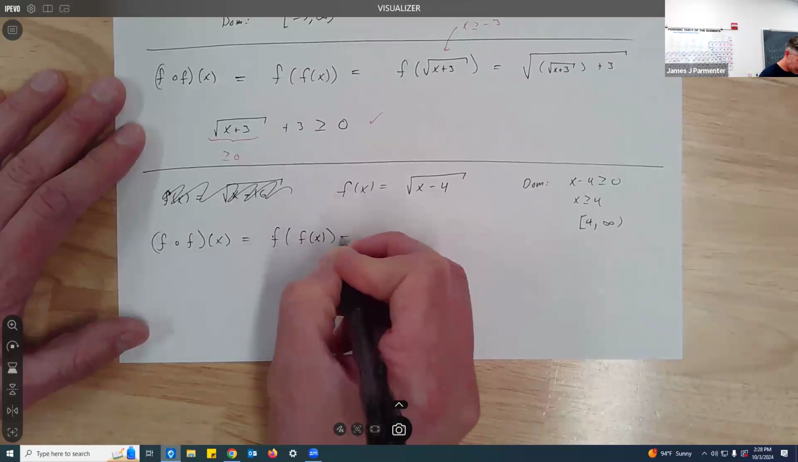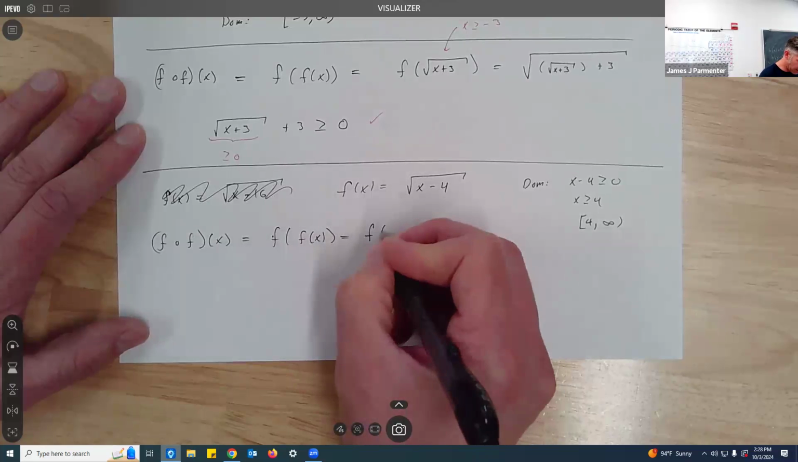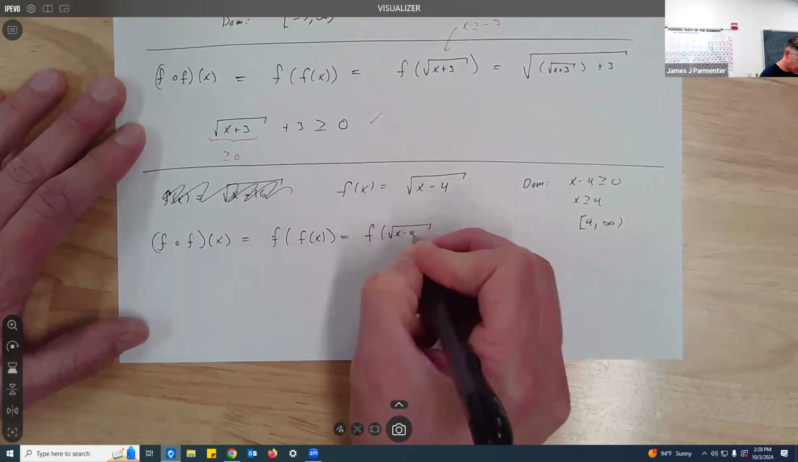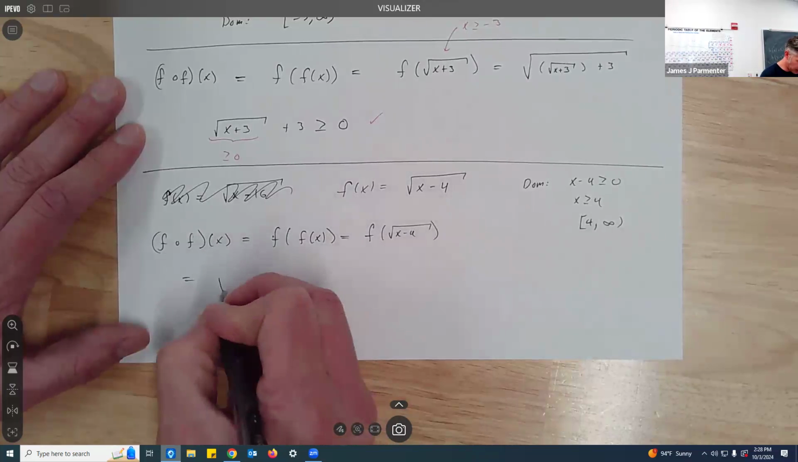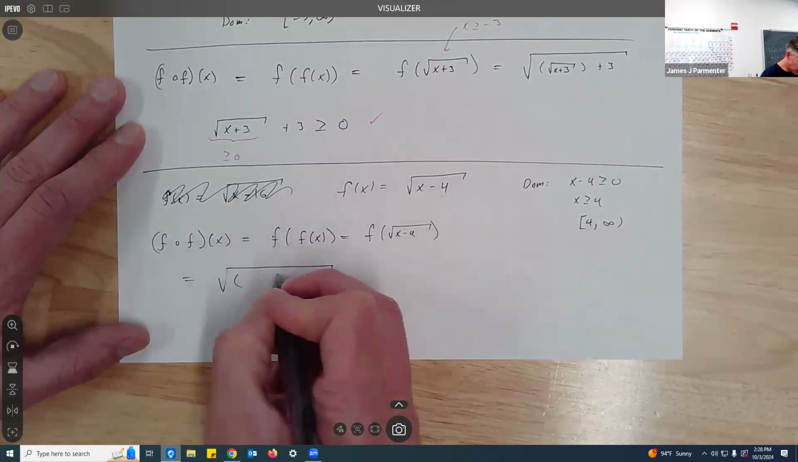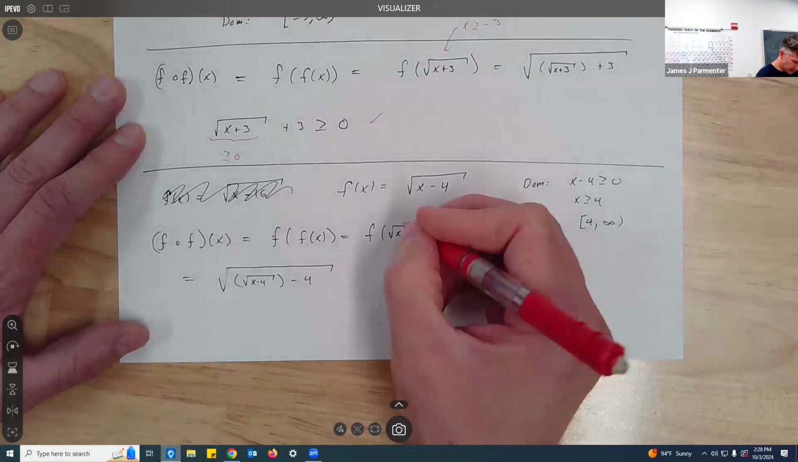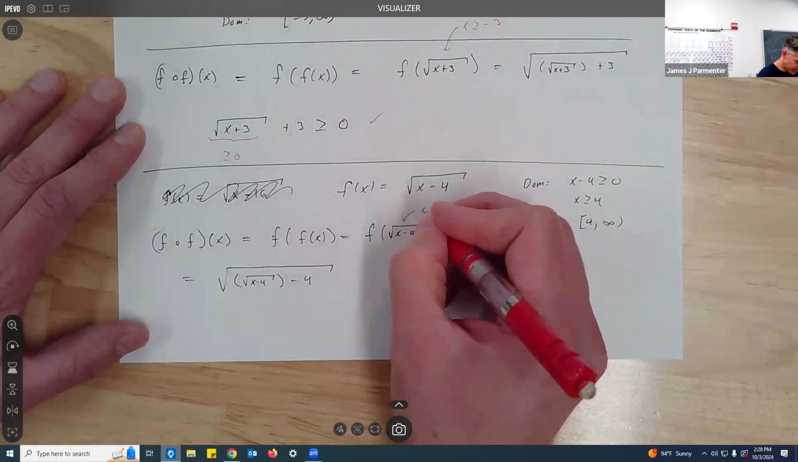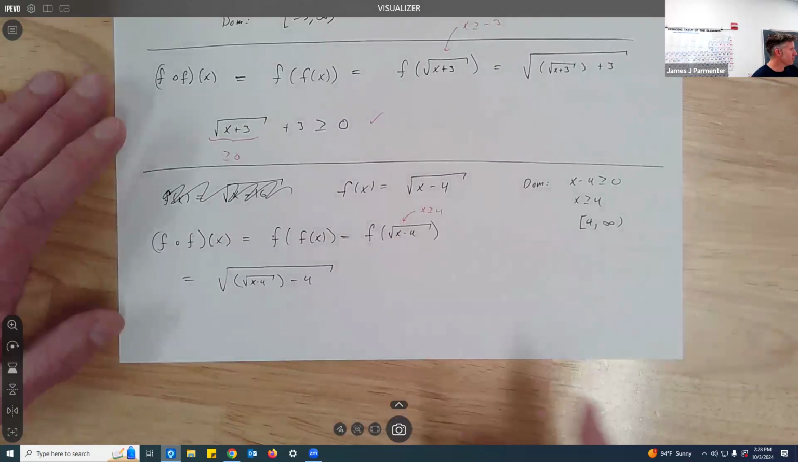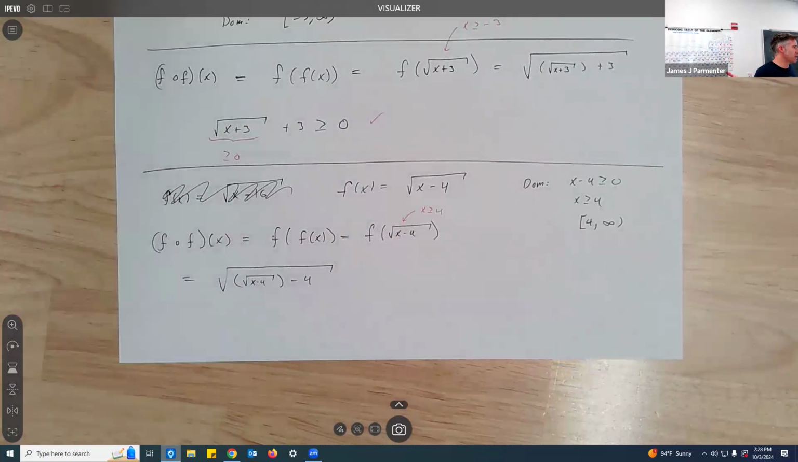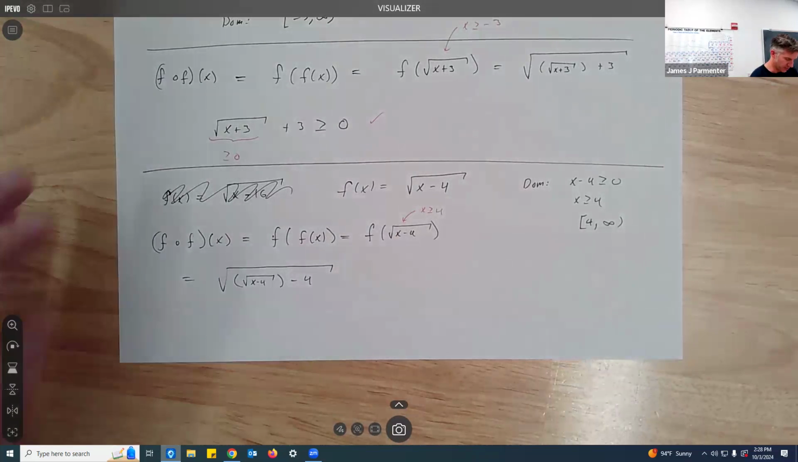Sorry about that. f of f of x is f of the square root of x minus 4, which is going to be the square root of my stuff minus 4, and my stuff is the square root of x minus 4. We know from right here that for sure x has to be bigger than or equal to 4, no matter what happens next. We're going to do one more with this, and then we'll be done.